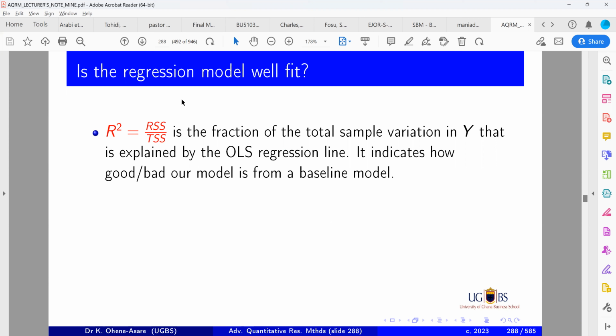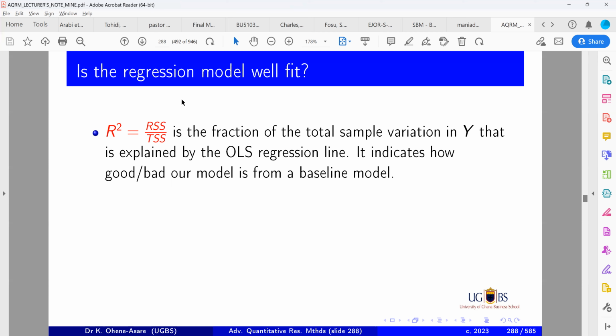It tells you how good or bad the entire regression model you have formulated is from the baseline model, if there's any baseline model at all. So the R-square is called the coefficient of determination. To be honest, it's not a statistical test like the F test or T test, but it tells you, together, how much percentage explanatory power the independent variables have on the dependent variable.